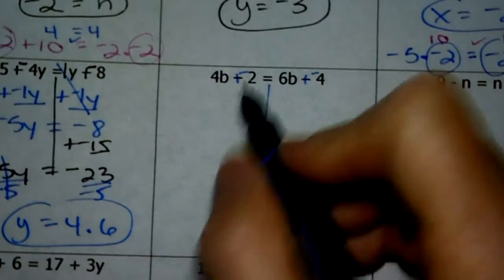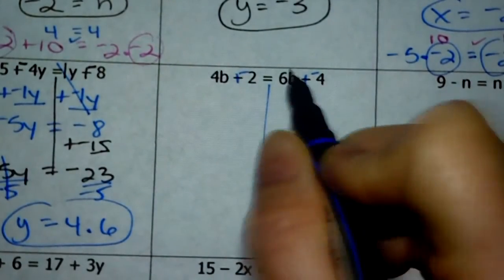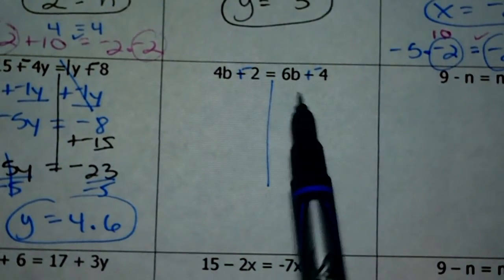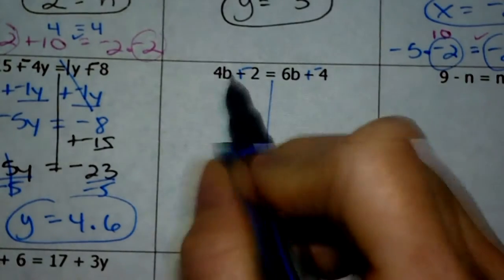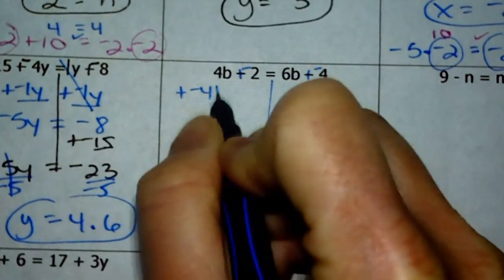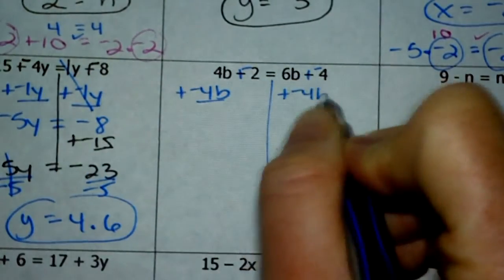Yep. Okay, in this next one, I have a 4b. I have a 6b. Last time I canceled out the variable that was on the right. This time, let's cancel out the one that's on the left, just so you can see it doesn't really matter. To cancel out this 4b, you guessed it, you're just going to add a negative 4b to each side.